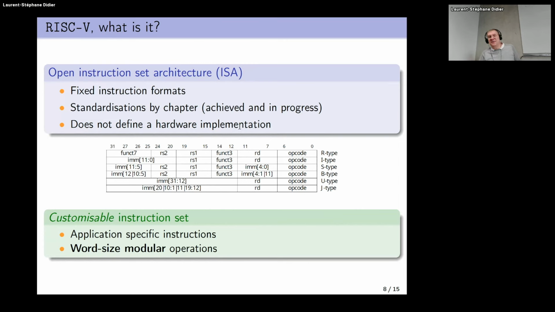And here comes RISC-V. The idea is to take advantage of the open instruction set architecture. The instruction format is fixed, obviously, but even with the standardization, we have some room. There are free opcodes you can use to design custom instructions, provided you keep the good format for the instructions. And so we will implement word size modular operations with specific instructions.